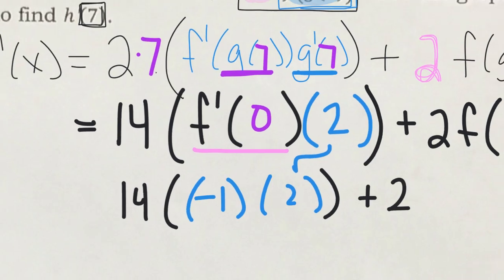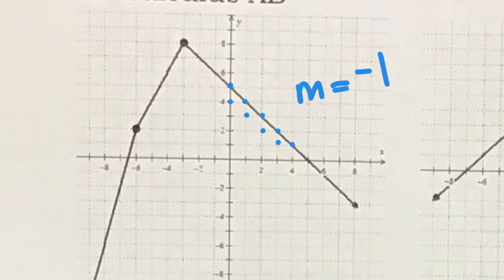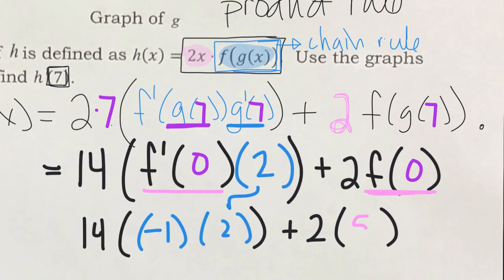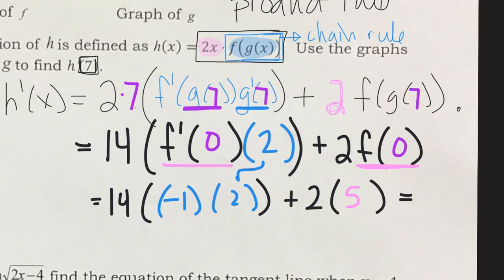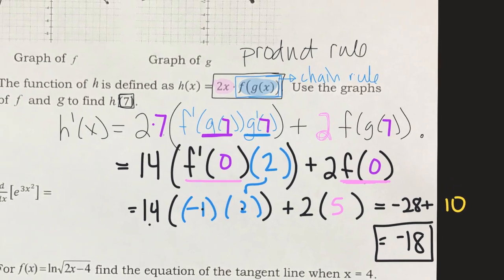Plus 2 times, what is the y value from our f graph? This is a y value. f of 0 is the y value. The y value is 5. So we're going to come back in here and we're going to put a 5. Okay, so now I have everything I need to evaluate my numbers. Negative 1 times 2, that's negative 2. Negative 2 times 14 is negative 28. Negative 28 plus 10 is negative 18. So my final answer is negative 18.